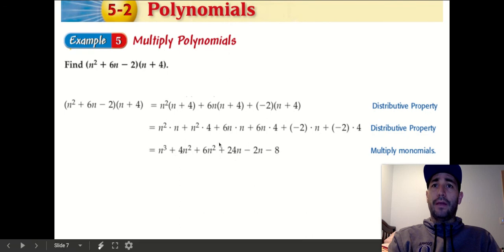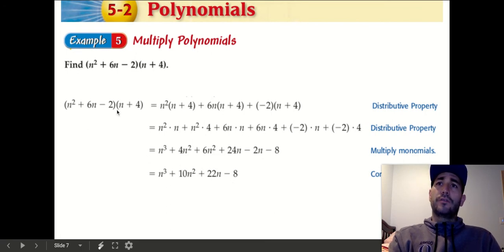Here I have my n squareds, 4n squared and 6n squared, those can be combined to 10n squared. 24n minus 2n, those are like terms, so that would become plus 22n. So this would be my final answer here. Now it just comes down to using the distributive property and combining like terms.